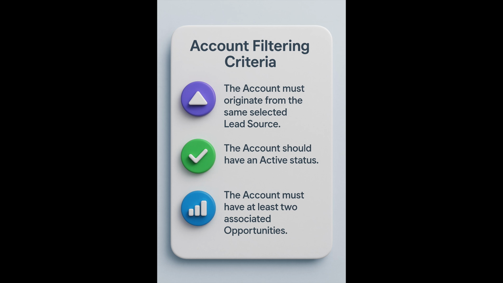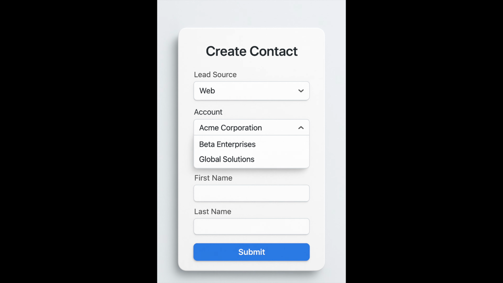Only such accounts should be shown in the account selection dropdown. This way, the user does not see all accounts in the system but just the filtered ones based on business logic. So, overall, our client wants a clear dynamic contact creation form where the user first selects the lead source, then they get a dropdown of only matching accounts, and once the user fills the form and clicks the submit button, the contact will get created and linked with the selected account. So this is the requirement. I hope it is clear to you.